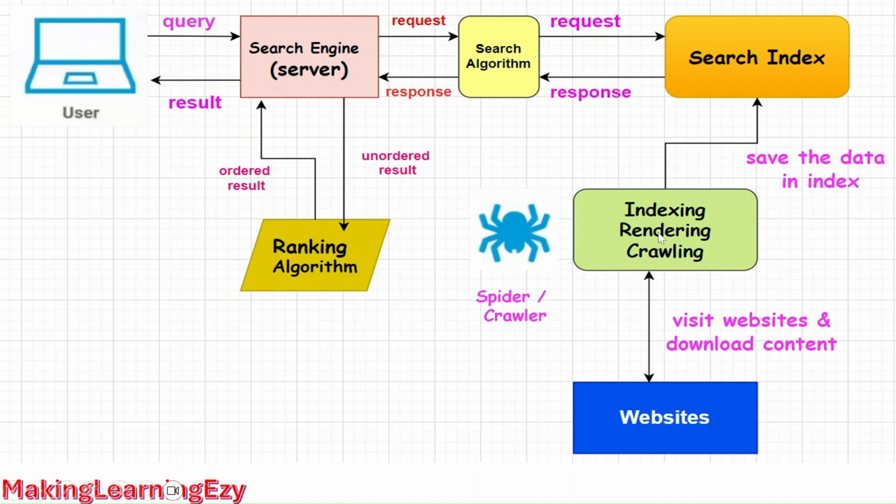Then the indexing process is triggered. In the indexing, crawler gets some data from the rendered page, data like title, description, image details, and saves in the search index. This is how the website data is saved in the search index.